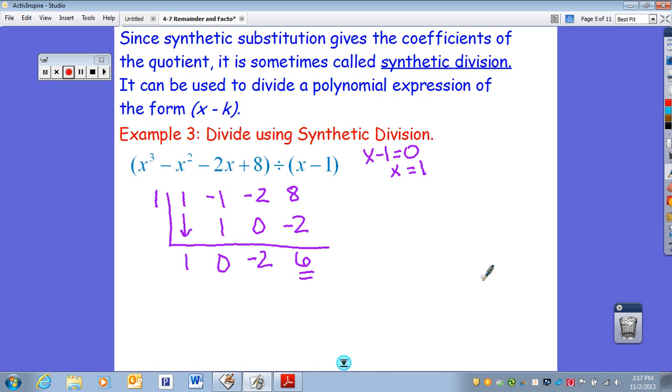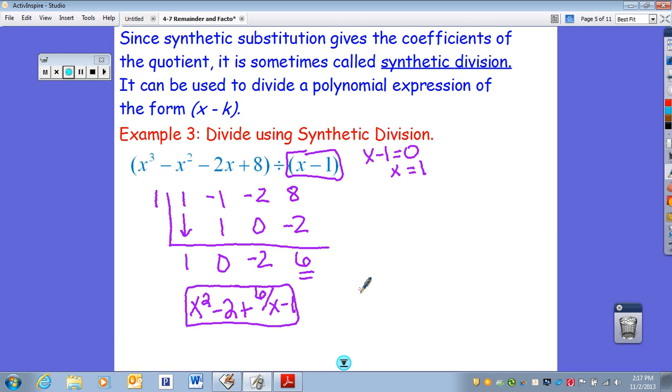So when we divided, we have our x squared left, so this will be 1x squared, and we don't have any x term, we'll have 0x, so we won't write that. Minus 2 is our constant term, and then our remainder is 6, so it'll be plus 6 over our divisor, and our initial divisor was x minus 1, so that's what we will put as our denominator. And that is our answer when we divide using synthetic division.